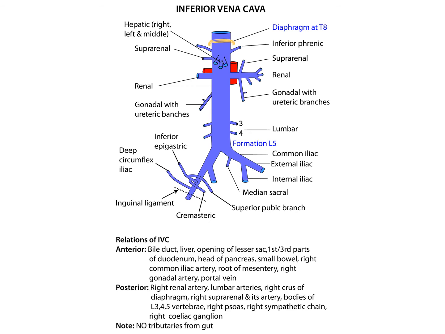And then the branches of the inferior vena cava into the common iliac veins and the internal and external iliac veins have branches which mimic the arteries.